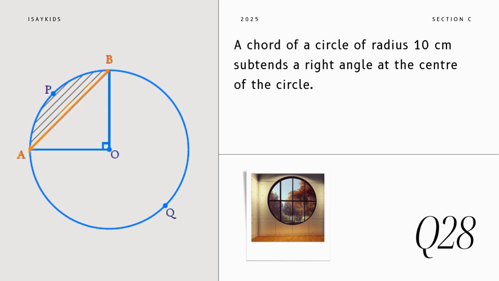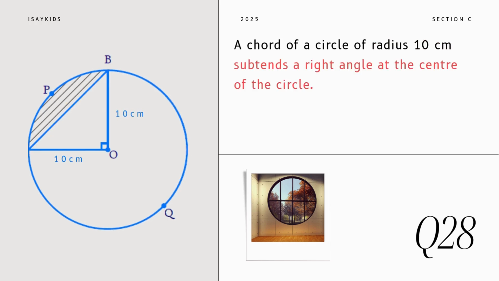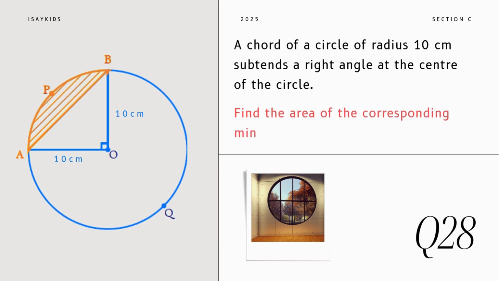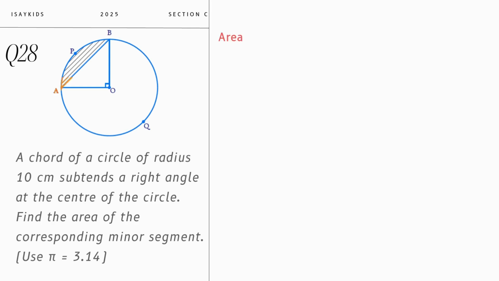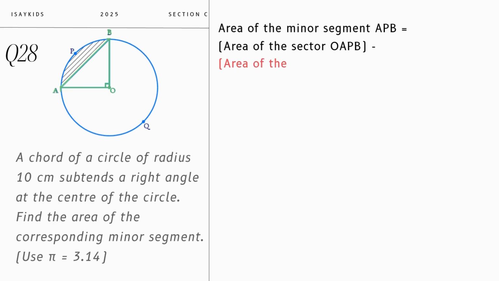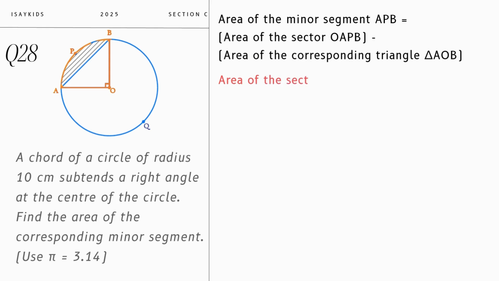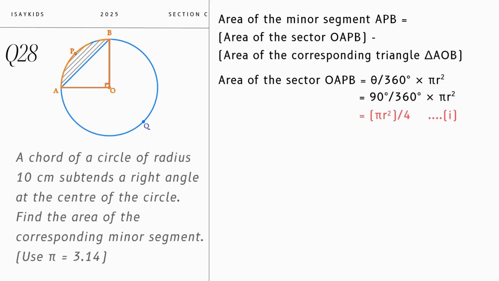A chord of a circle of radius 10 centimeters subtends a right angle at the center of the circle. Find the area of the corresponding minor segment. Use pi as 3.14. Now, area of the minor segment APB would be area of the sector OAPB minus area of the corresponding triangle AOB. Now, area of the sector OAPB would be theta upon 360 degrees times pi r square. So, 90 upon 360 times pi r square. So, pi r square upon 4.